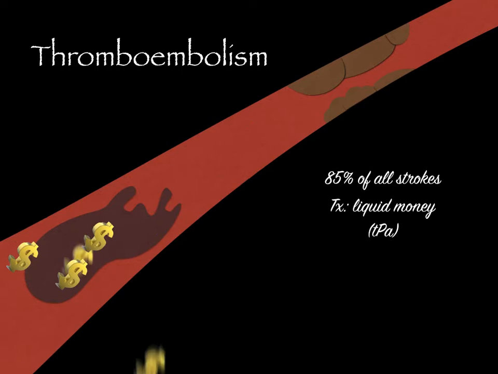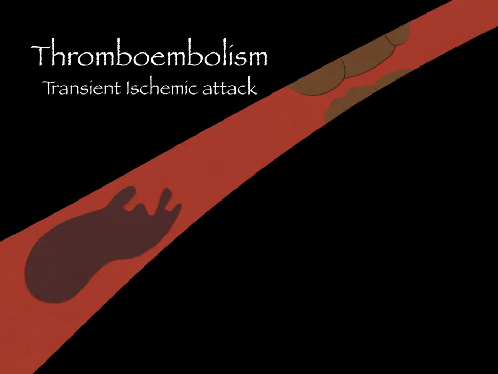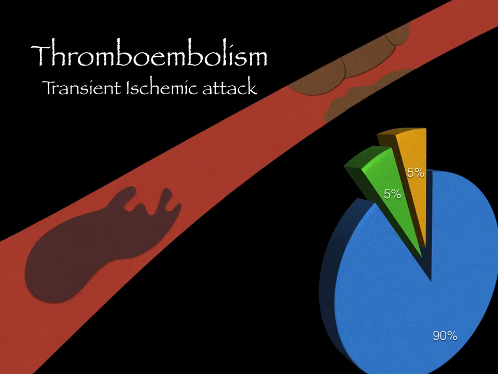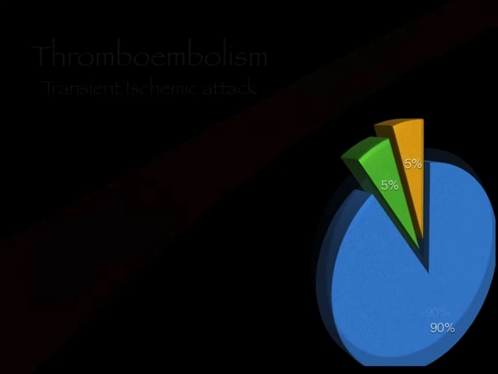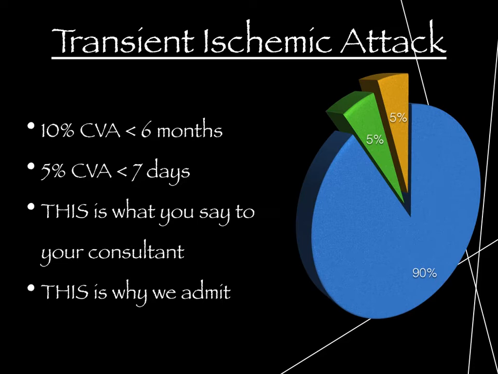Now, if stroke-like symptoms last, as I just discussed, less than an hour is the current definition, then you call it a transient ischemic attack. And this is important because 10% of these folks go on to complete a stroke in the next 6 months, and half of those happen within the first week. So from an ER perspective, this is what we're going to say to our consultant, and this is why we admit. Because lots of these TIAs turn out to be strokes waiting to happen.